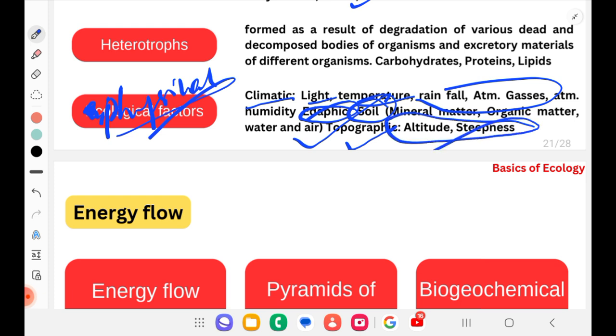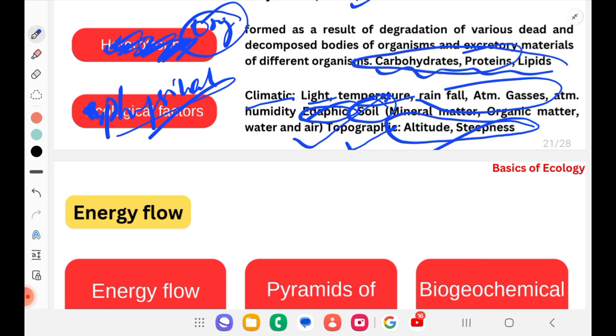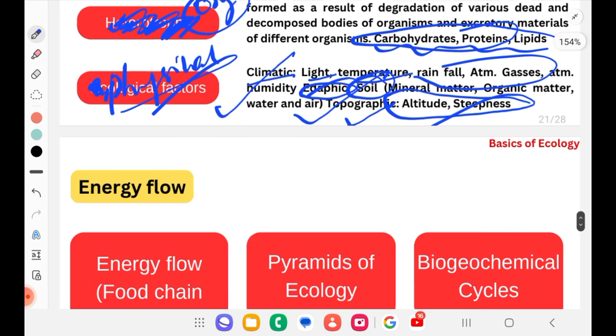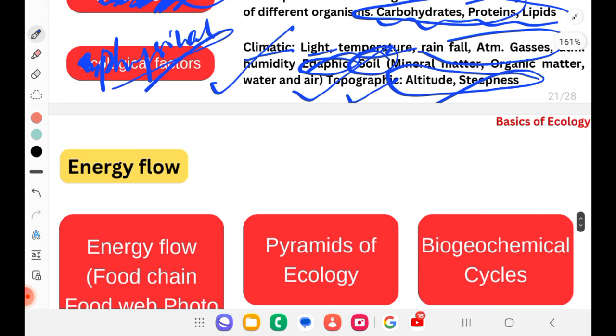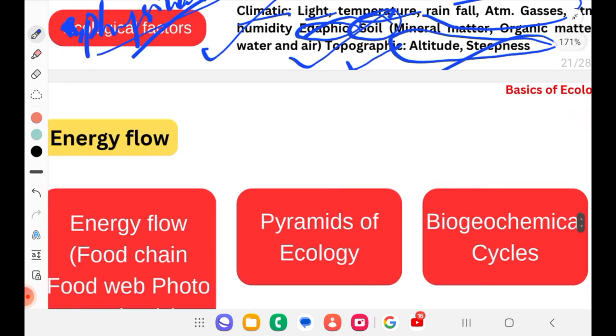So this is about organic. We have seen inorganic substance. Now organic, I already told, carbohydrates, protein and lipids. Okay, then we have physical factors also. That is what we have seen under abiotic components. Then we have energy flow.